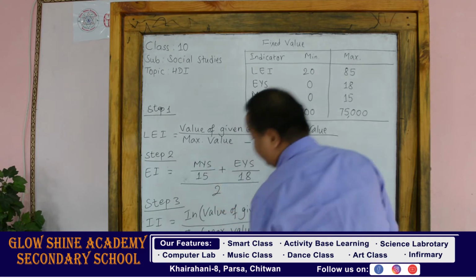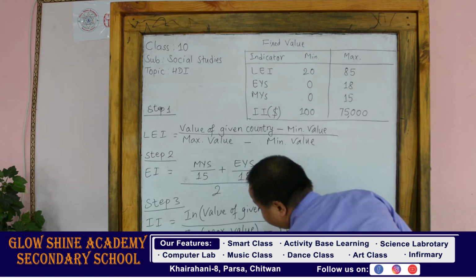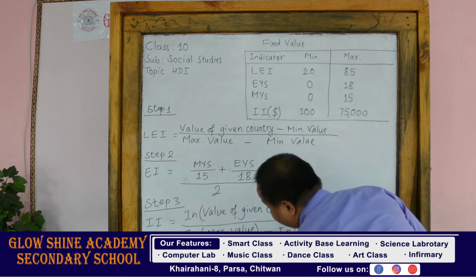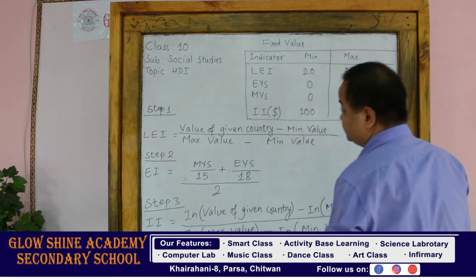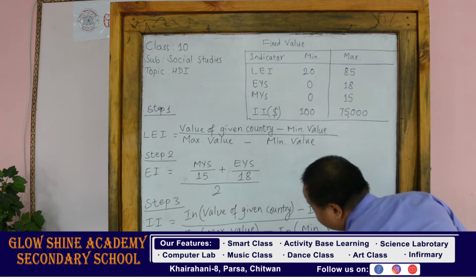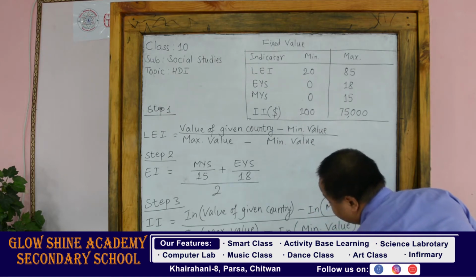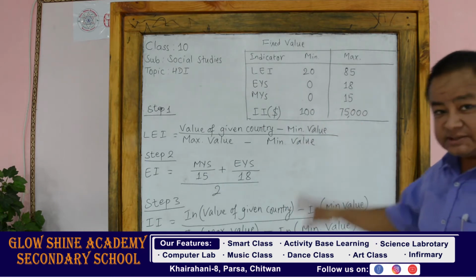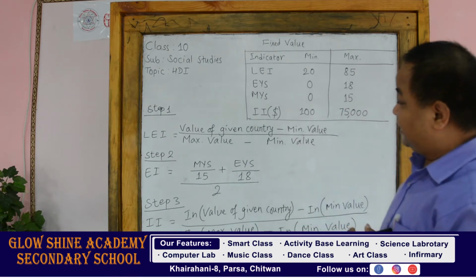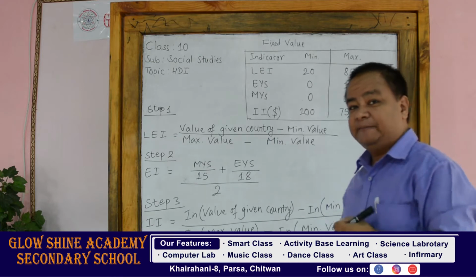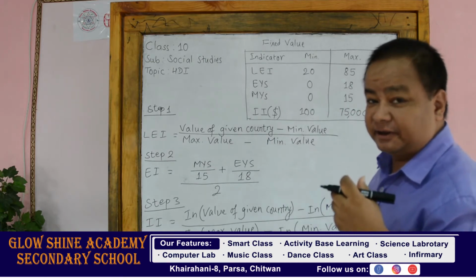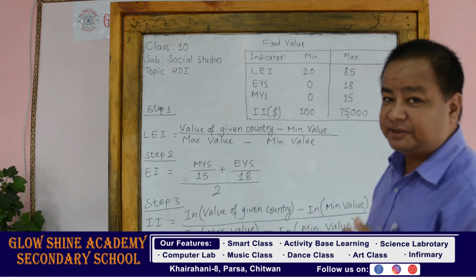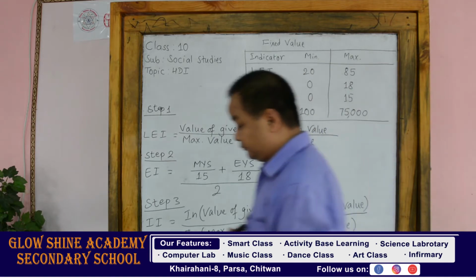SDI is equal to cube root of LEI into EI into II. Well, these are the 4 steps. Using these 4 steps, we can easily find out the SDI of any country on the basis of given data. Okay?